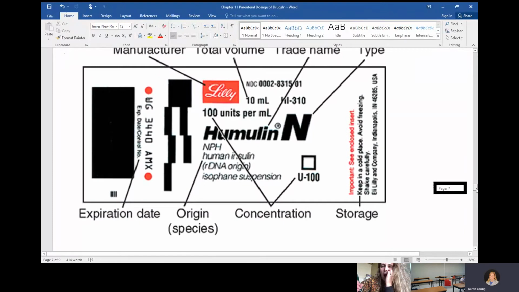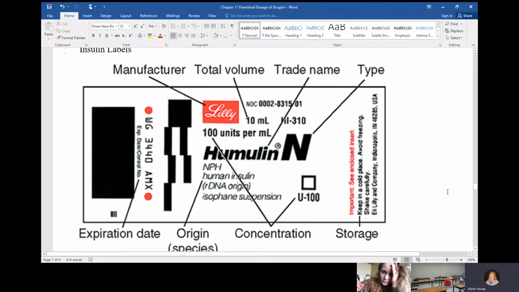An insulin label is different than any of the other labels that were given, okay? It has all the same content, it's just kind of looked at a little different, and it's got different content. So we've got our manufacturer, this is from Eli Lilly. We've got the total volume, which is 10 milliliters. Our trade name is Humulin N. N is the type. You got Humulin H, you got Humulin N.